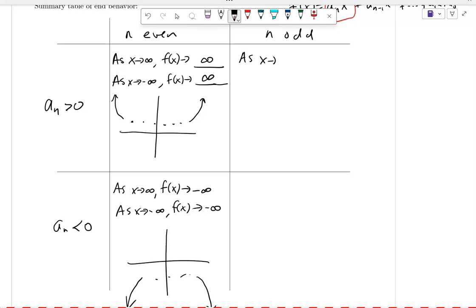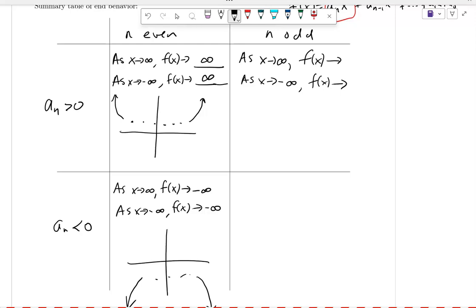As x goes to positive infinity, f of x does something. As x goes to negative infinity, f of x does something. All right. Notice here, positive leading coefficient. So I want to think of positive x cubed. The first statement, are we talking about x going to the right or left? To the right, right? Because this is x goes to positive infinity. As you go to the right, which way does your function point? Up. So f of x goes to infinity.